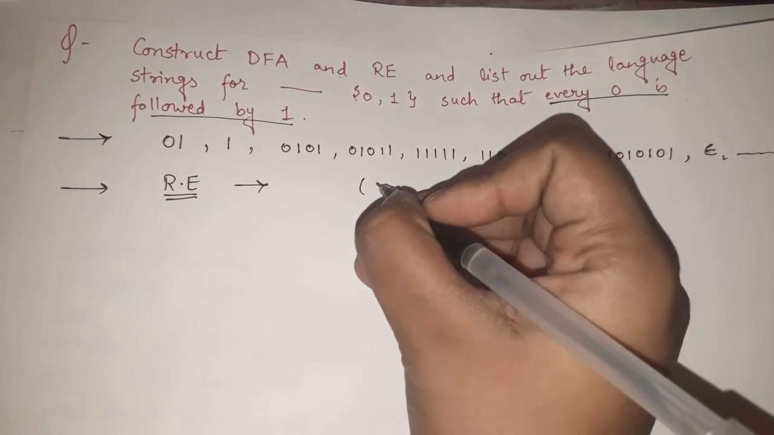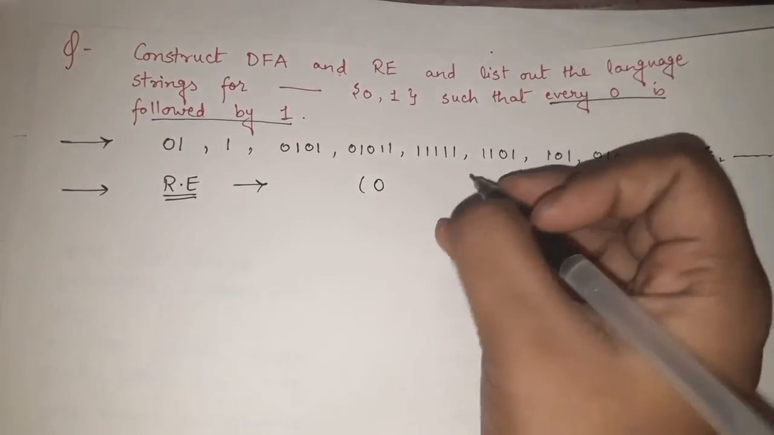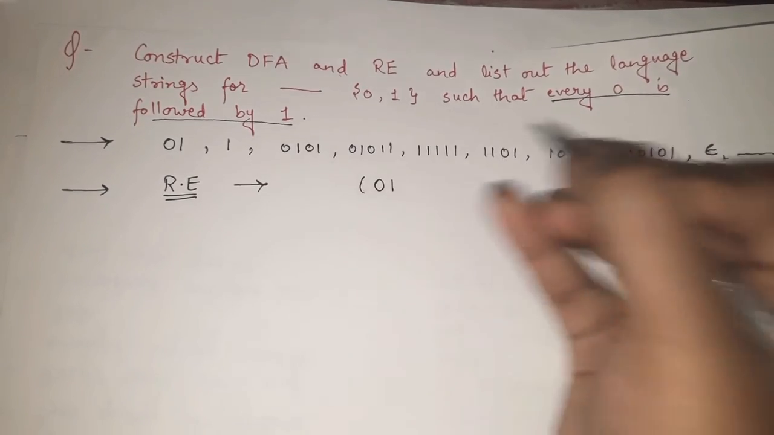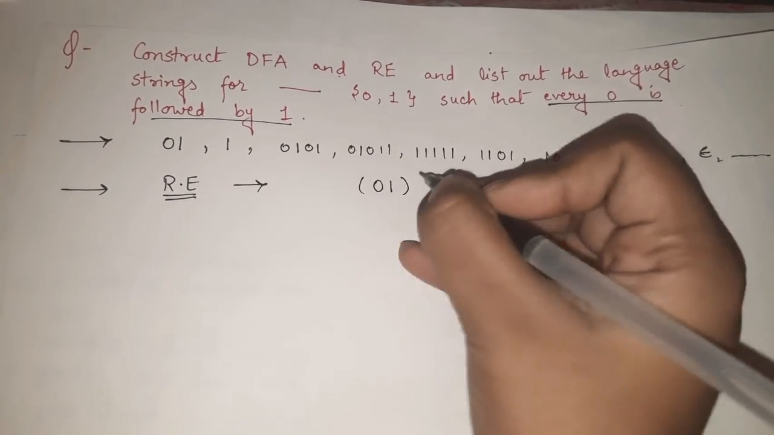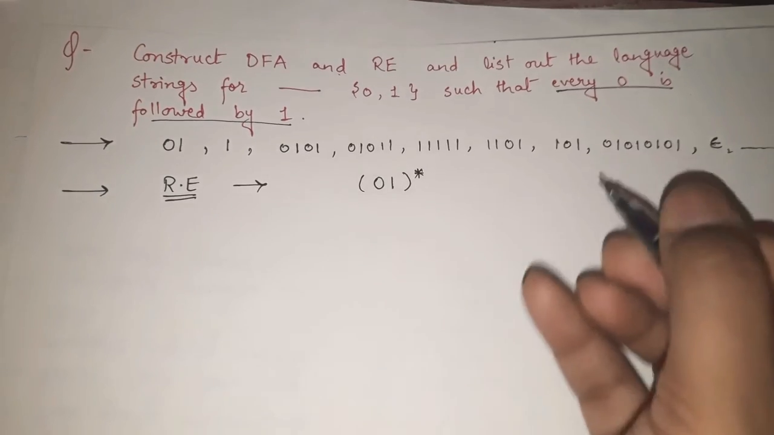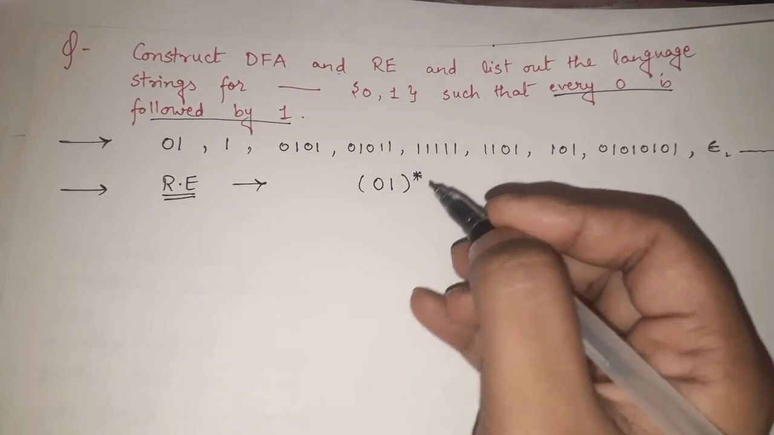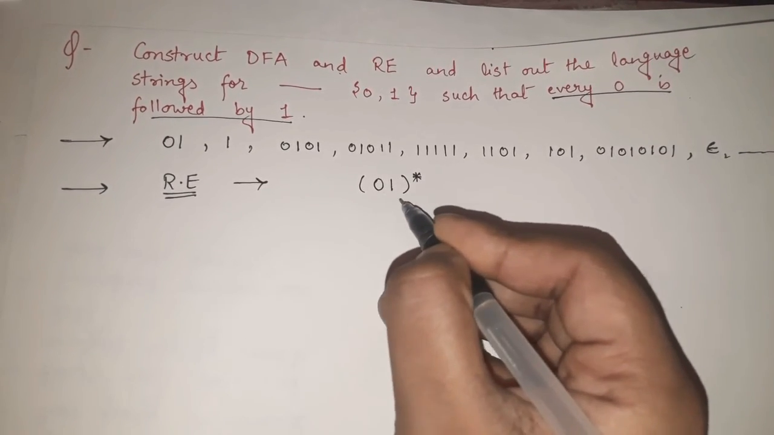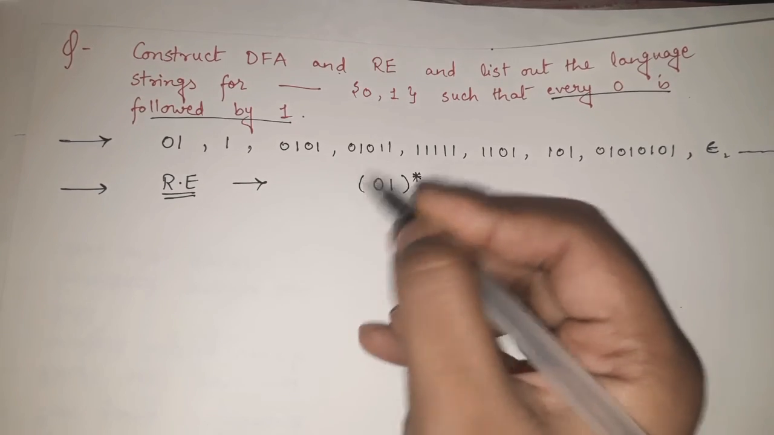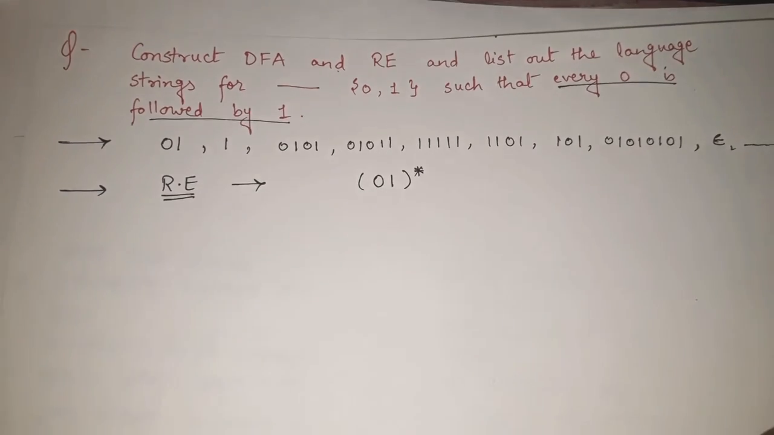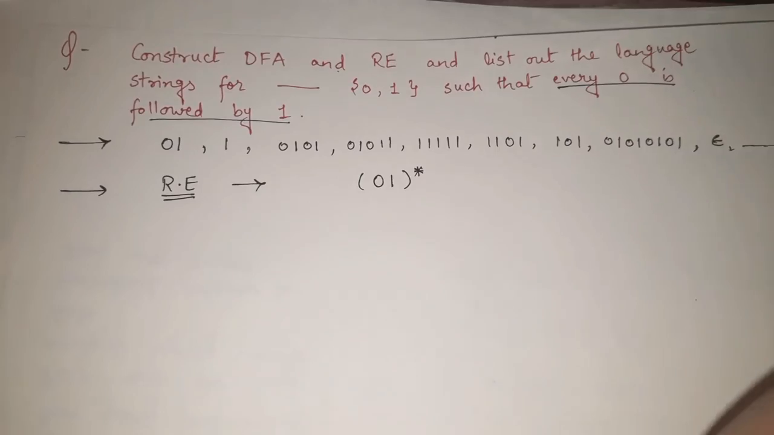See, the mandatory thing is, whenever there is 0, there should be an immediate 1 after that, and it can occur any number of times. So star: (0 1) whole star. Star means 0 1 together can occur infinite times: 0 1 0 1 0 1 0 1, and there is no condition on 1.